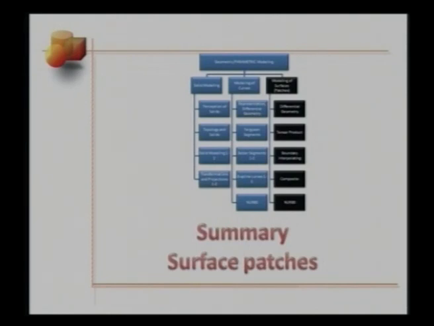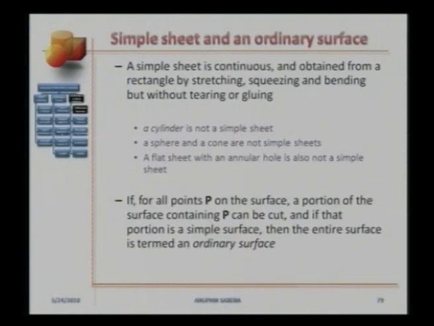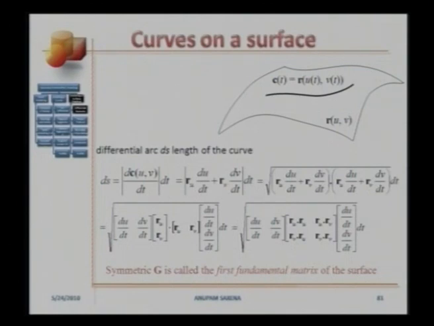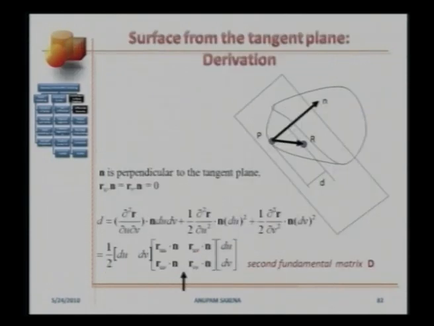Okay, now to summarize surface patches, which is the last column in our layout. We started off with studying simple sheets, ordinary surfaces, singular points, regular surfaces, and we then diverted our attention to the differential geometry of surfaces. Here we encountered two fundamental matrices, matrix G, which was called the first fundamental matrix, and matrix D, which was called the second fundamental matrix.